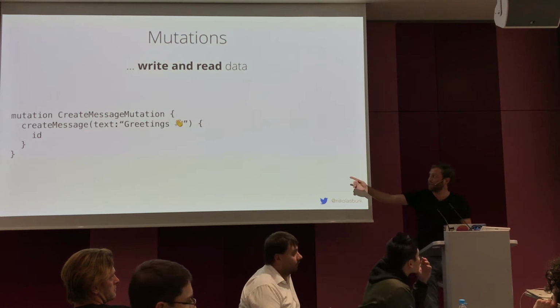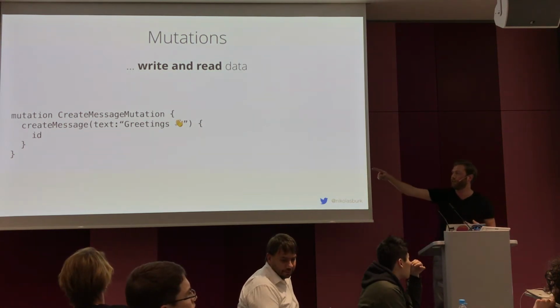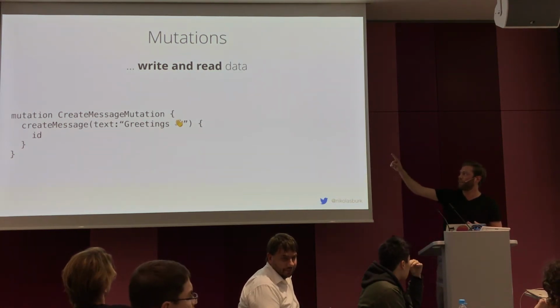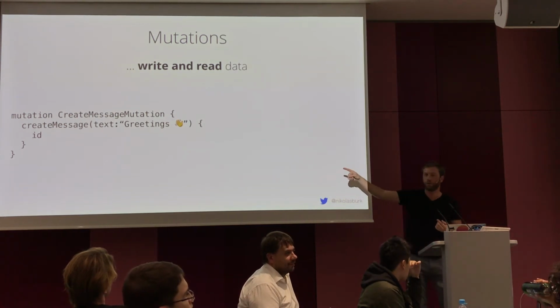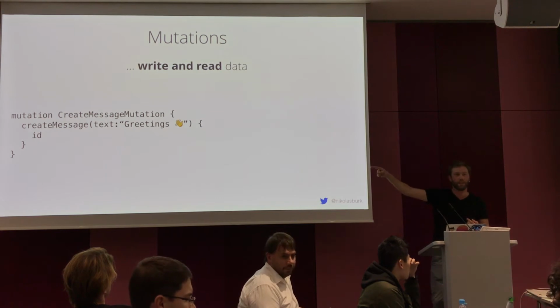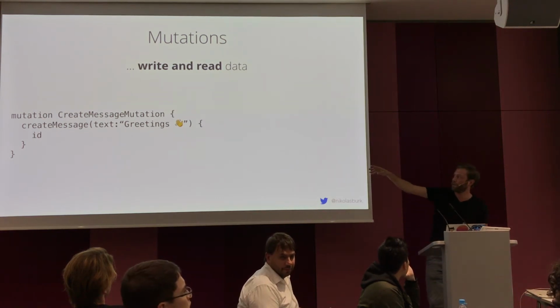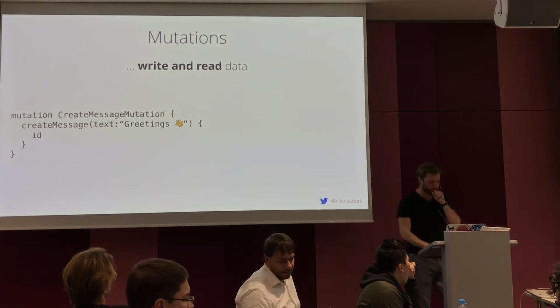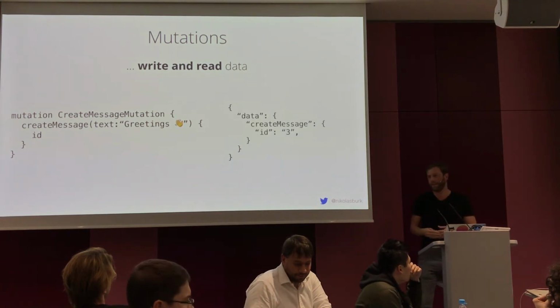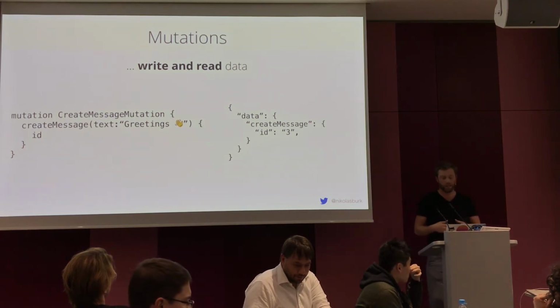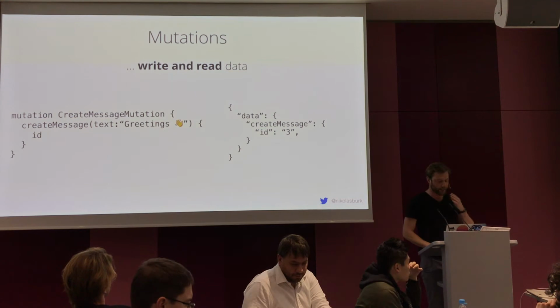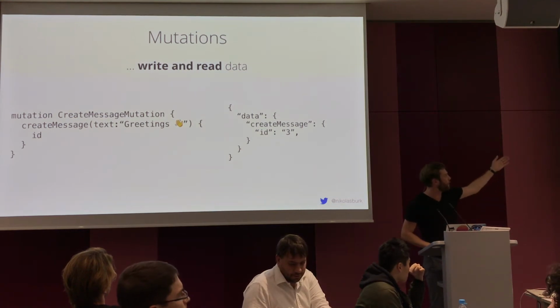So again, in the beginning, you've got the operation type. Here, this is mutation. Then you have an operation name, again, which is optional. And then you have a number of fields. The first one is called the root field, so createMessage. And here, we only ask for the ID of that message that we're creating. And exactly as with queries, the server is going to respond with an object that has this root field called data, and then it follows the structure of the fields that we were sending over in the mutation.